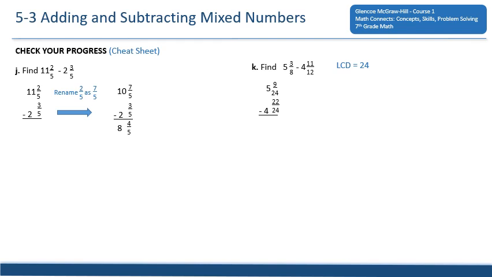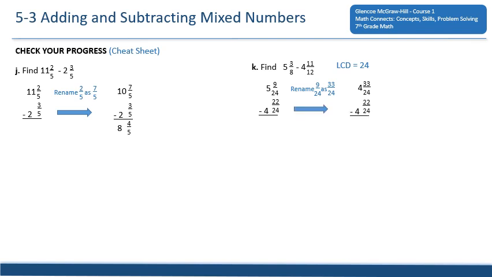We cannot subtract 22/24 from 9/24, so we need to turn 9/24 into an improper fraction by borrowing 1 from 5. We're going to borrow 1 from 5 in the form of 24 over 24. So we will have 9 plus 24 over 24 equals 33 over 24. And we're going to take 1 away from the whole number. So now instead of 5 and 9/24, we have 4 and 33/24.